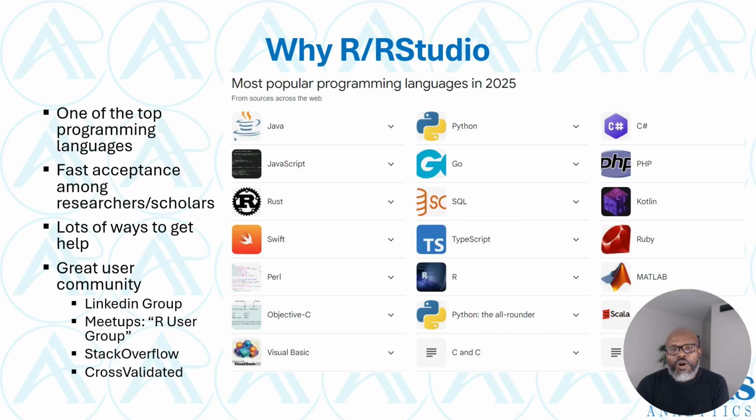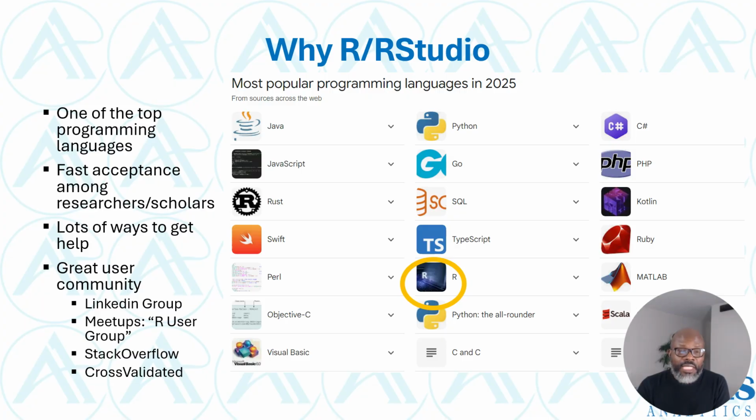Oftentimes people ask, why should I learn R and RStudio? There are several things. One of the common reasons is that currently it ranks among the top programming languages. If you look on the list there, R stands with other programming languages like Python, Java, and all of that. It has fast acceptance among researchers and scholars. And so if you're a researcher, if you're in academia, you can be sure that a lot of your colleagues are using R and they accept it.